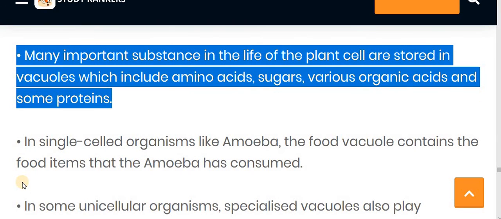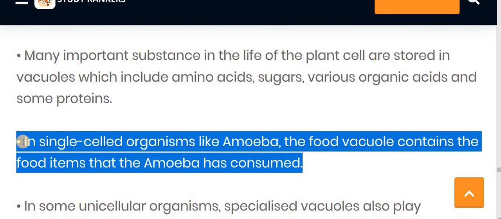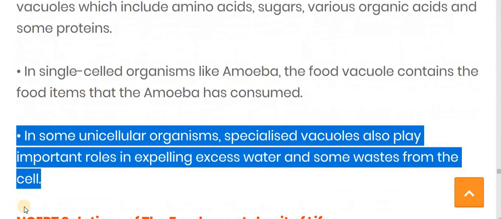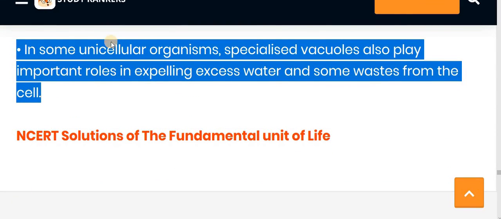Many substances important in the life of the plant cell are stored in the vacuoles, which include amino acids, sugars, various organic acids and some proteins. This means the main function of the vacuole is storage. In single-celled organisms like amoeba, the food vacuoles contain the food items that the amoeba has consumed. Next point, in some unicellular organisms, specialized vacuoles also play an important role in expelling excess water and some waste from the cell.